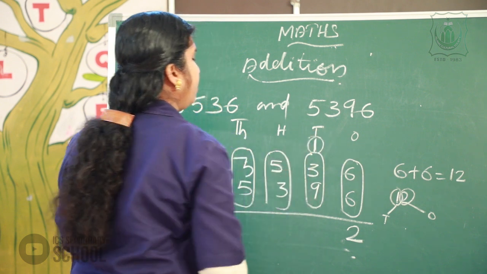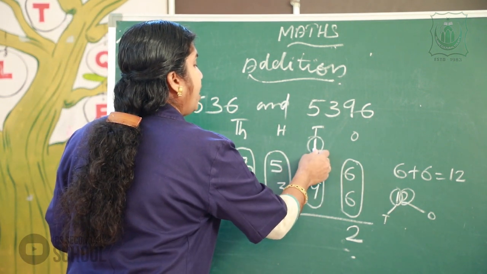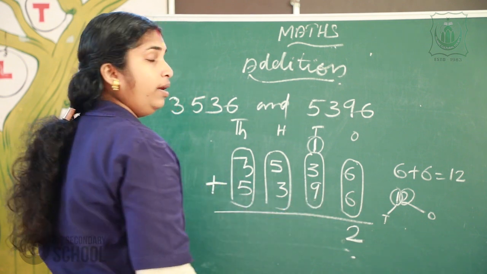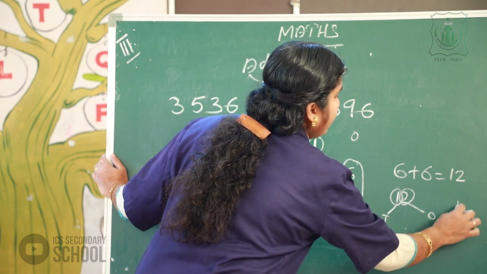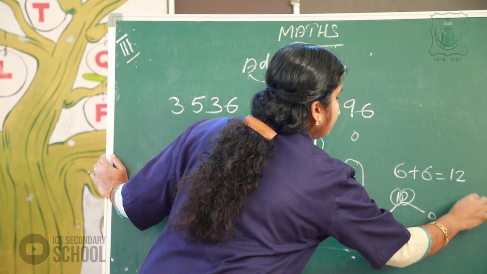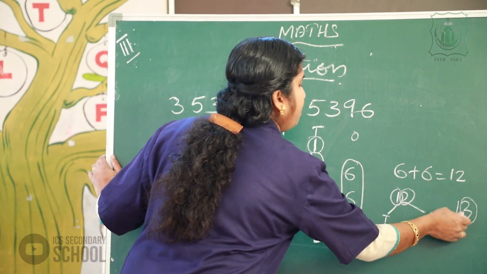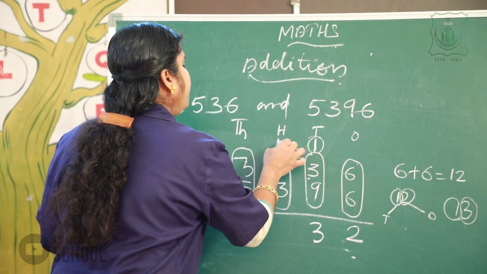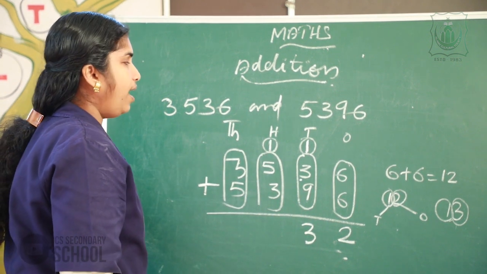Carry over to the 10 place. Okay. Next, 1 plus 9, 10. 10 plus 3, 13. We get the 13. The 3 in the 1 place is added to the 10 place. The 1 in the 10 place is carried over to the 100 place.